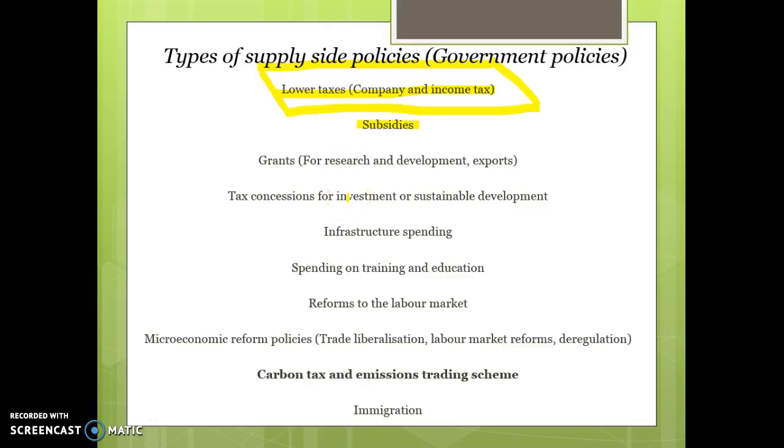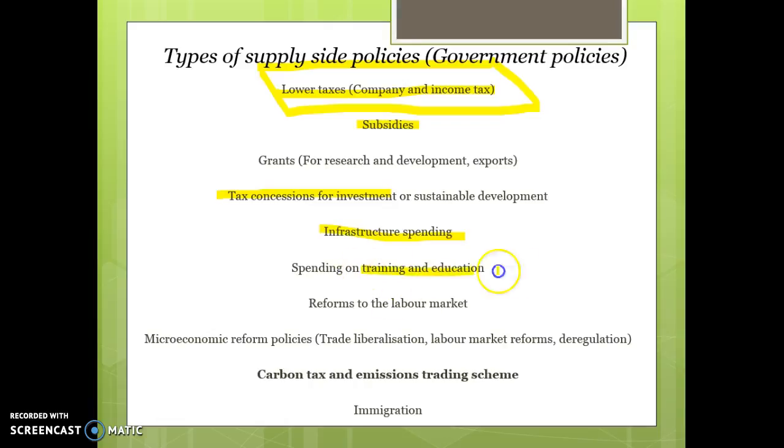Grants for research and development, so that's trying to lower firms' costs of production so we can improve our export potential. Tax concessions for investment, to try and encourage businesses to invest in certain areas, or encouraging them to invest in green energy that are going to help our environment in the long term. Infrastructure spending, which will also help to boost our productivity because there's less time stuck in traffic and things like that.